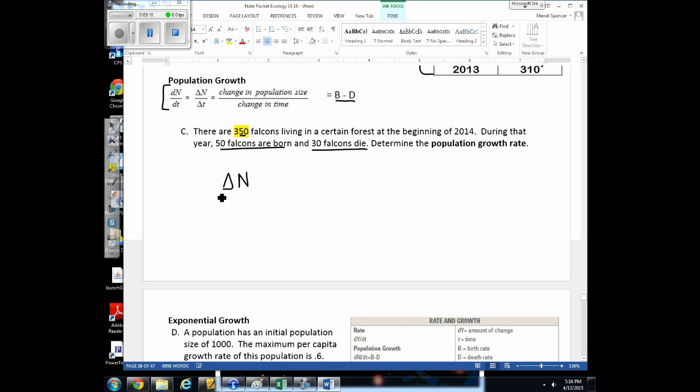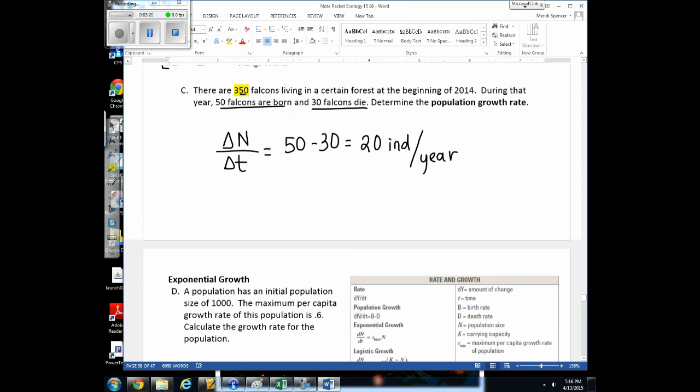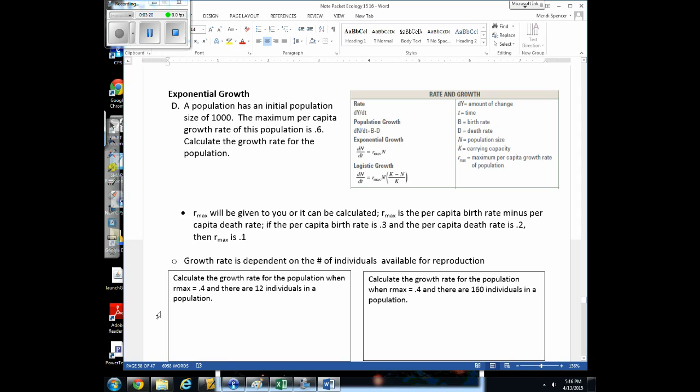So change in number over the change in time equals 50 births minus 30 deaths. So that population is increasing by 20 individuals each year. Next, we're going to get into calculating growth rate for a population that's showing exponential growth.